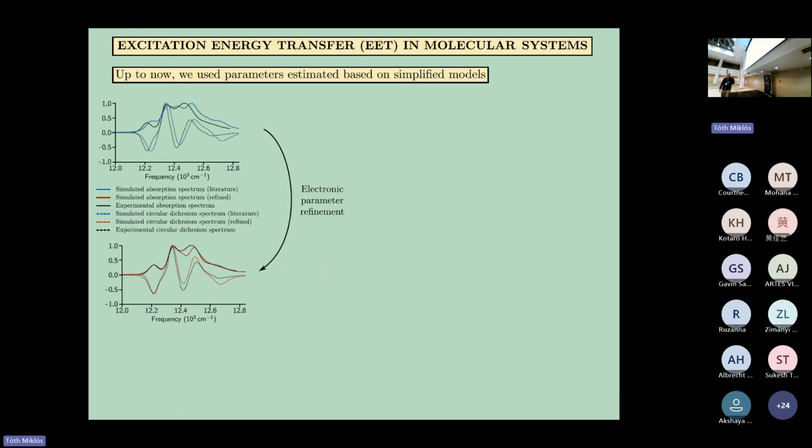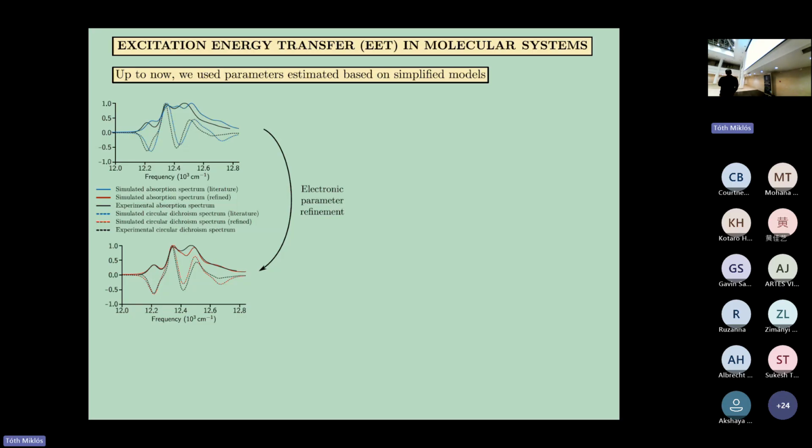Even more, up to now, these simulations were performed using electronical parameters from the literature. But in the first example, we have seen that if we consider the full environment, then one has to re-estimate these electronical parameters, because the parameters that we are using are based on a matching between simulated absorption spectra and experimental ones using some simplified environmental model typically, like the one that we are using.